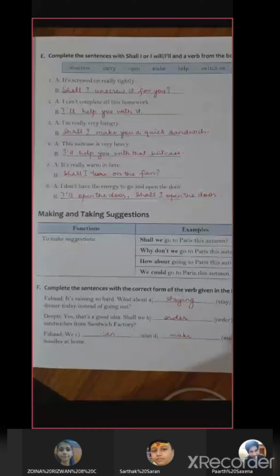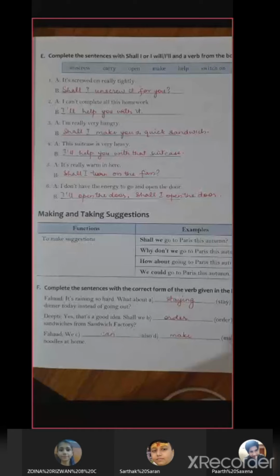Number six, I don't have the energy to go and open the door. Answer, I'll open the door. Full stop. Shall I open the door? Now put an oblique sign between them. I'll open the door. Full stop. This is one option. The other, you can also write, shall I open the door?